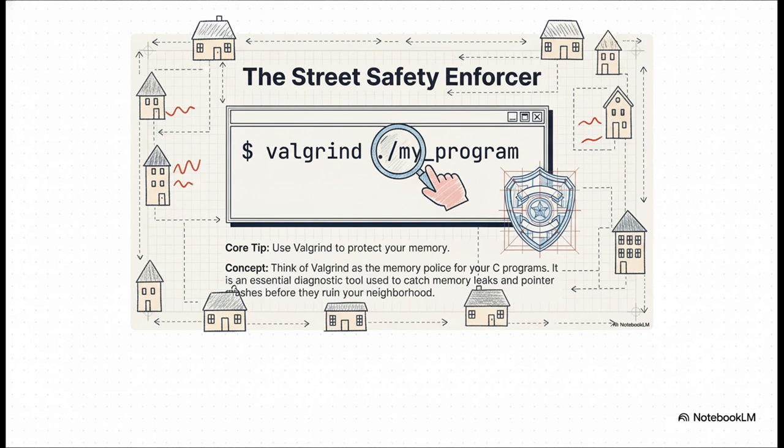So how do we enforce all these rules? I mean, who's the neighborhood watch? Well, we call in the memory police, a fantastic tool called Valgrind. Think of it as an essential diagnostic program that runs alongside your code, acting like a street safety enforcer. It'll tell you exactly where you have memory leaks or where you're trying to use a bad pointer. It's there to save you from accidentally wrecking your own neighborhood.